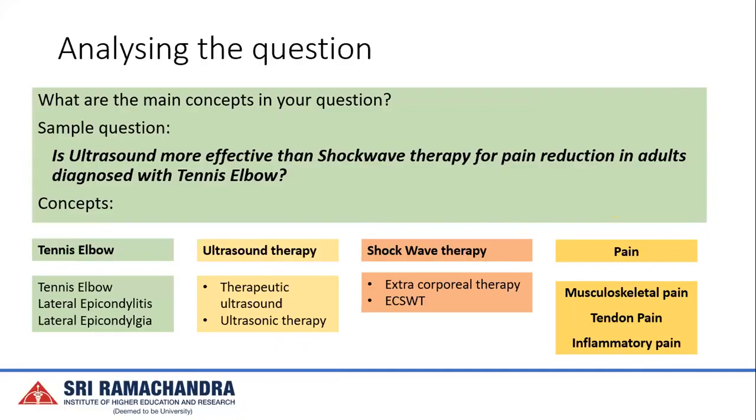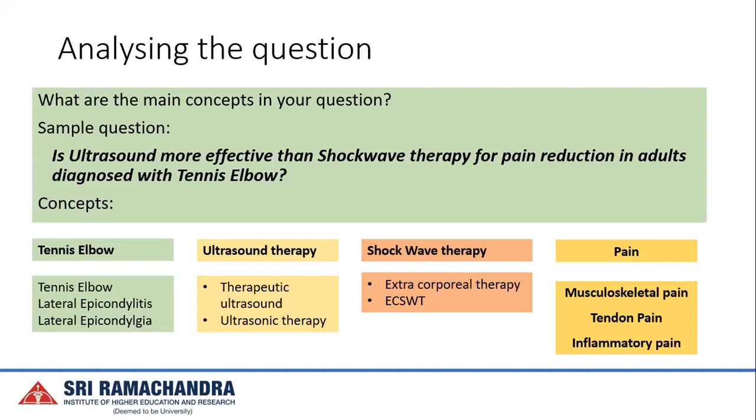It could be called lateral epicondylitis, lateral epicondylalgia, tendinopathy. Add all those words into the box. For one concept, we have different words. So that is important. Formulate it. Ideally, we use a paper and write it down, or we use a form and type it in. So tennis elbow, different concepts. Similarly, for ultrasound therapy, different concepts. It could be identified as therapeutic ultrasound, ultrasonic therapy, ultrasound massage; keep adding whatever the concepts are.